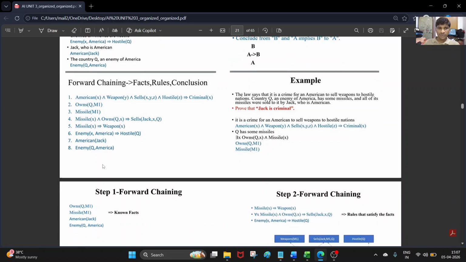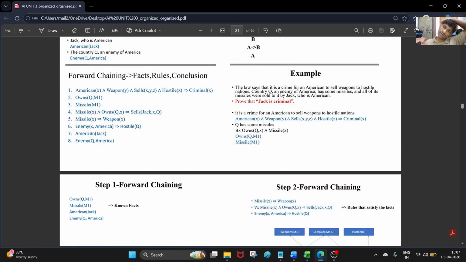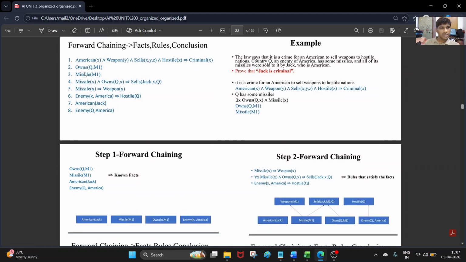What are facts? Facts are nothing but the statements which do not have implies. Those are called facts. So these are all the facts: Owns, Missile, American of Jack, and Enemy of Q, America. So these are all the facts. Then what is the rule here? So we have to write the facts at the bottom.